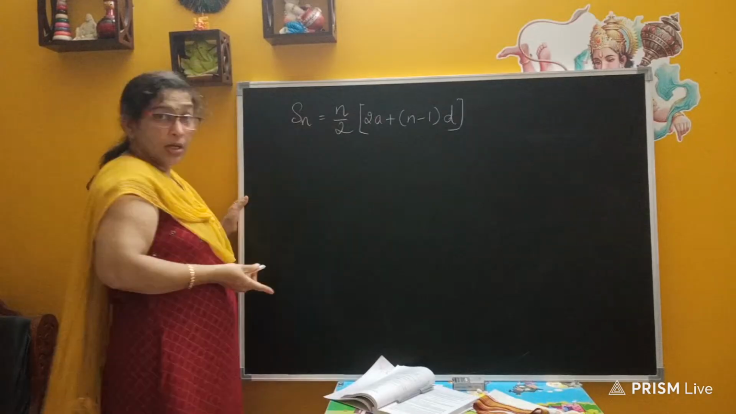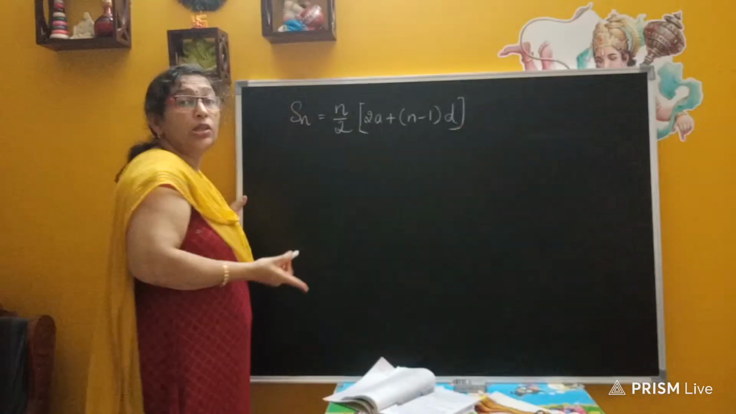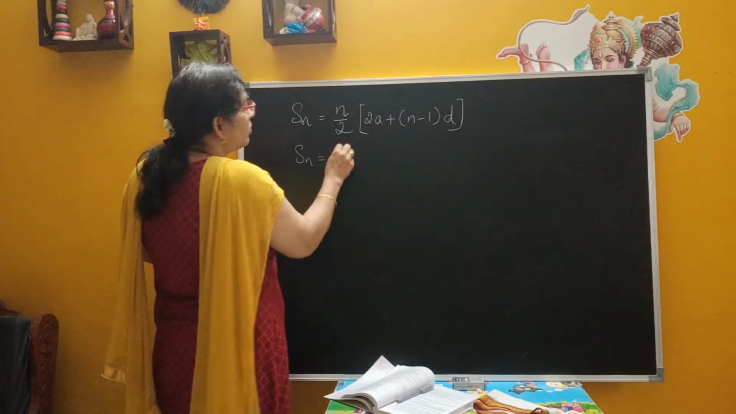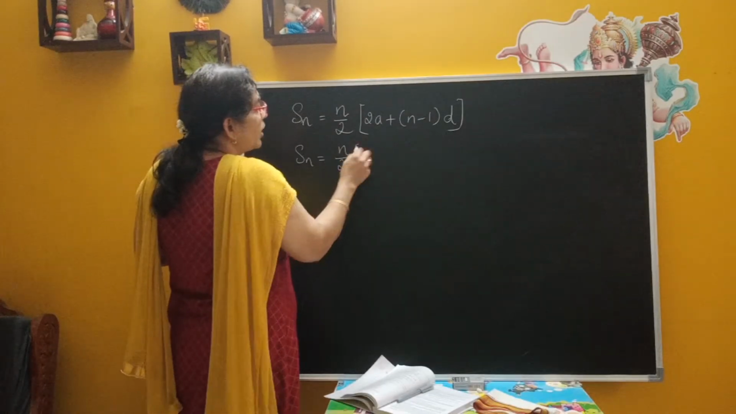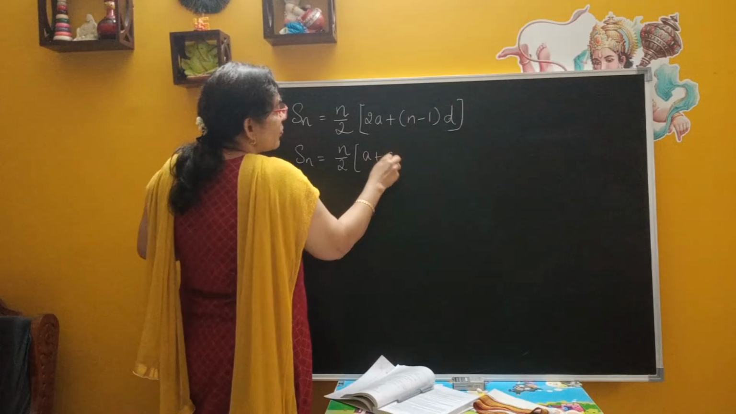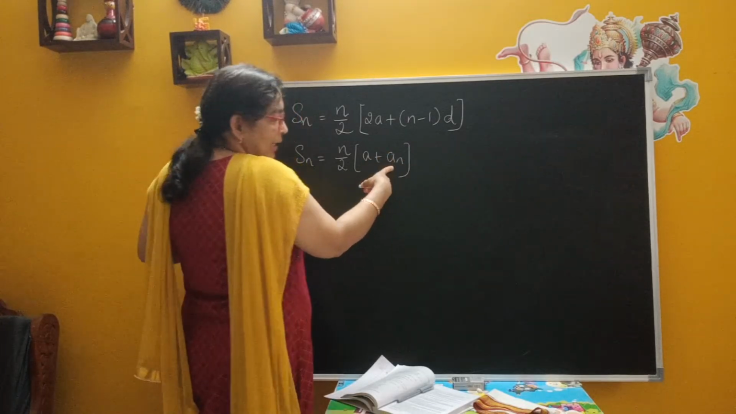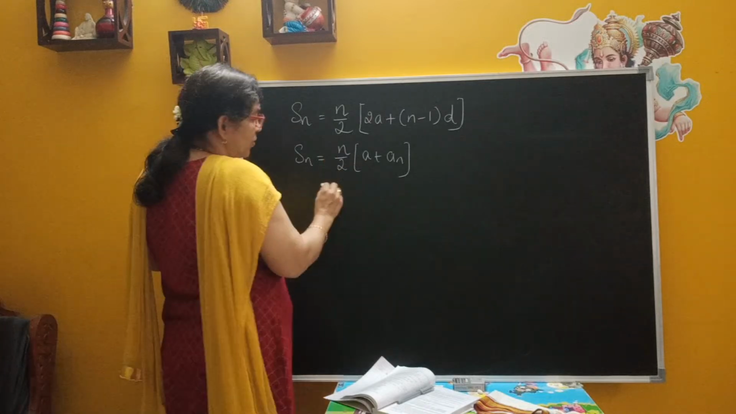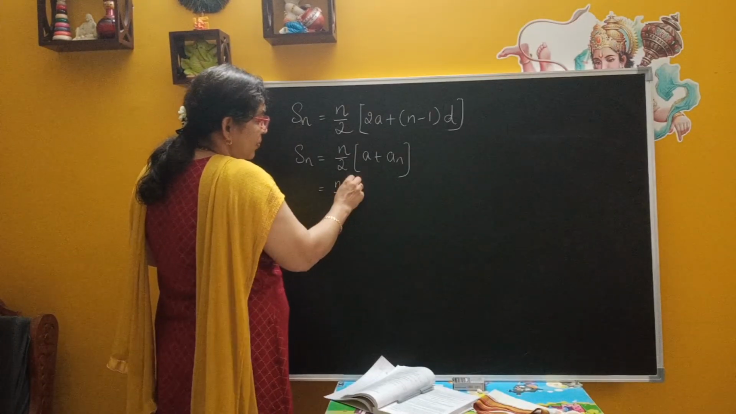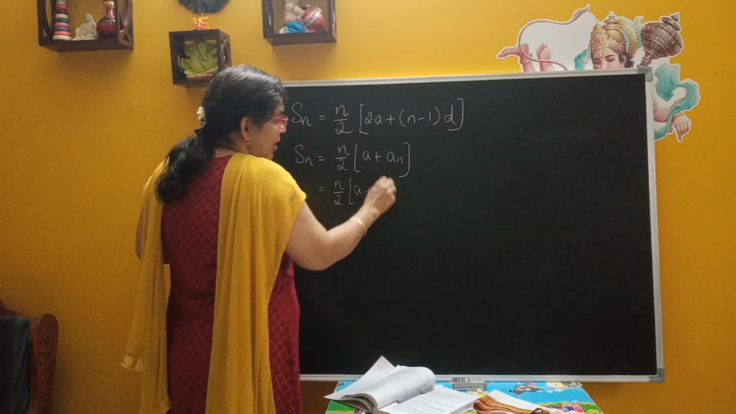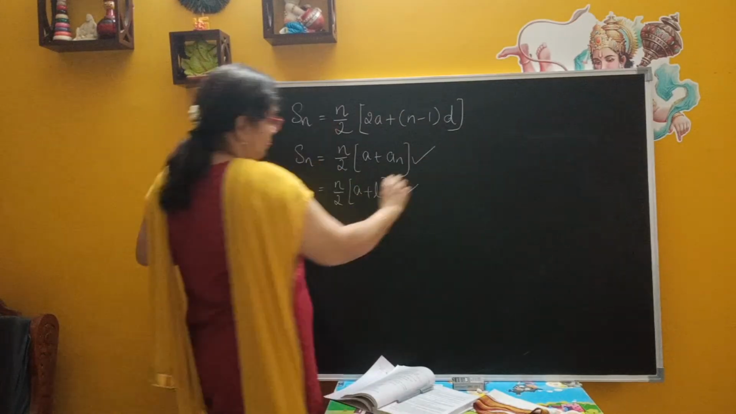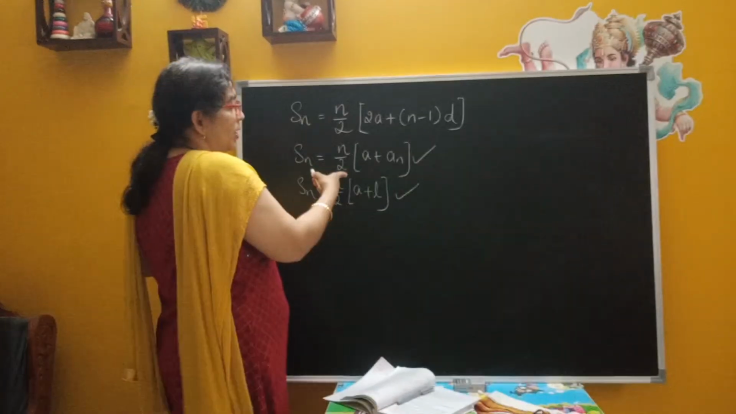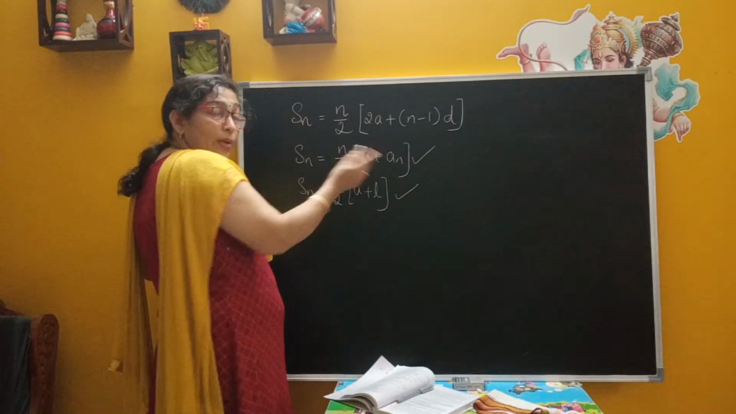Or another way, if an, that is the nth term, is given, the same formula can be written in another form, that is n by 2 into a plus an, or an can be replaced by the letter L also. You can write the same as n by 2 into a plus L. Both are the same. Sn is equal to n by 2 into a plus L, or Sn is equal to n by 2 into a plus an.